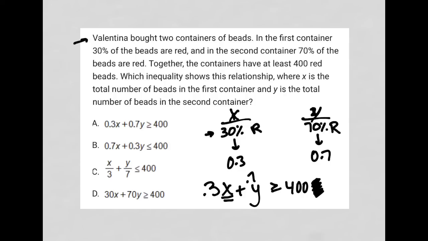So that being said, the answer has to be choice A. Right? Because if there were 1,000 beads, let's say, in the first container, then we would multiply 0.3 by that 1,000 to figure out the total number of red beads in that container. If there were, let's say, 2,000 beads in container 2, we'd multiply that 2,000 by 0.7 to figure out how many red beads were in that container. And we're just saying that the question lets us know that the total number of red beads between those two containers must be greater than or equal to 400. So our answer is choice A here.